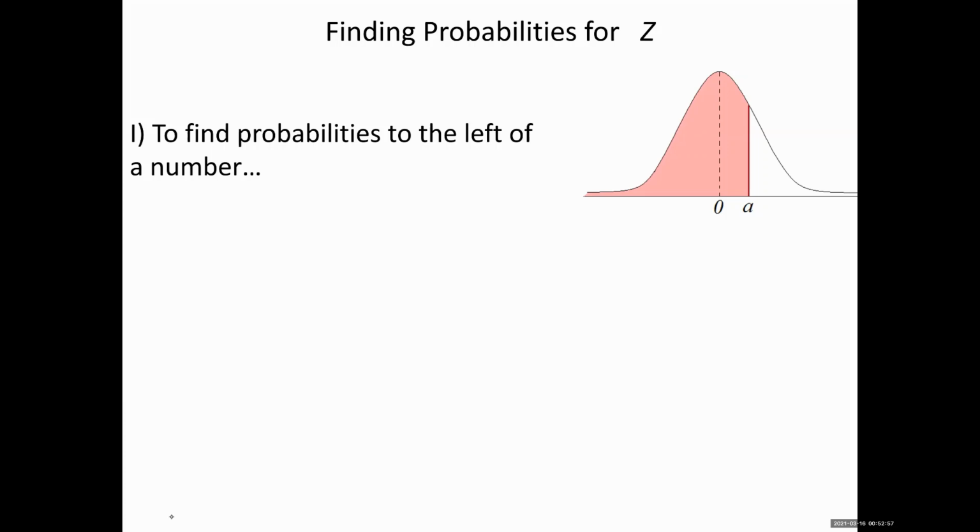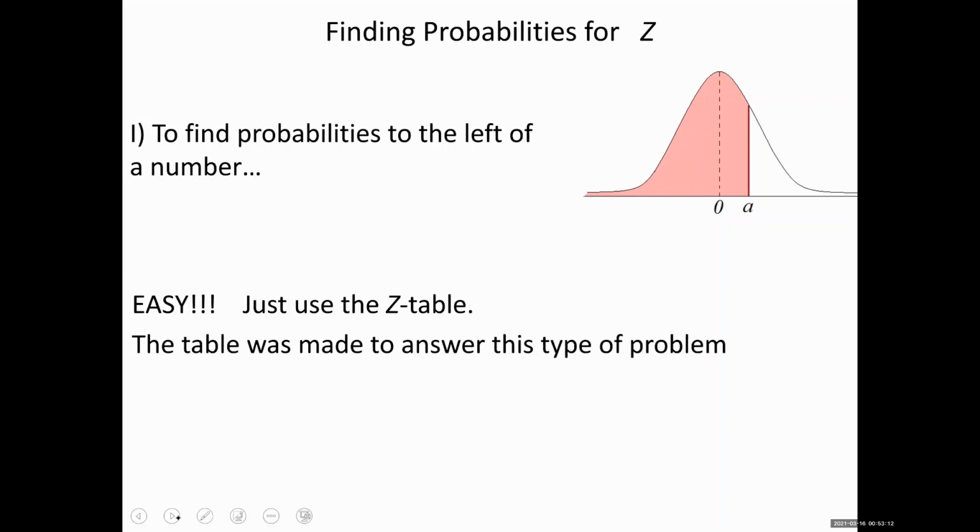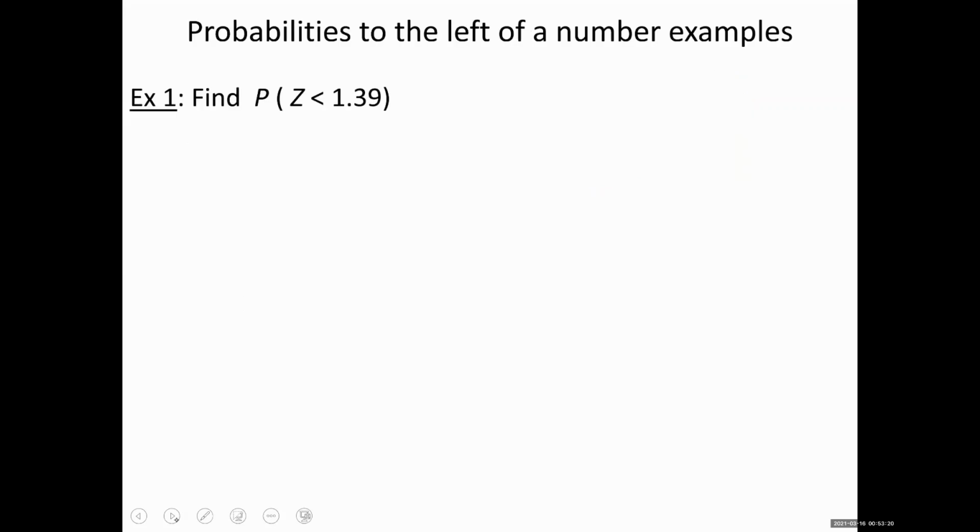So the table, though, let me make sure this is clear. The table is only to be used if you're trying to find the area to the left of a number. So the other 2 types get a little more complicated because the table is only designed to find the area to the left. So how do you find the area to the left of a number? You just use the table. That's what the table was made for. Okay, so we're going to do 2 examples. Let's start with example 1. Find probability Z less than 1.39.